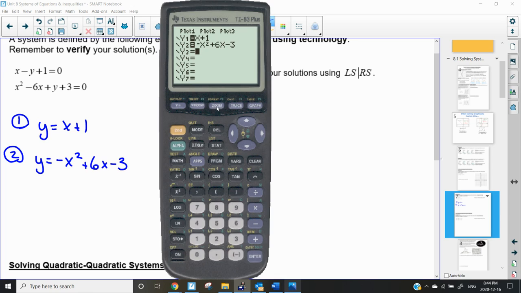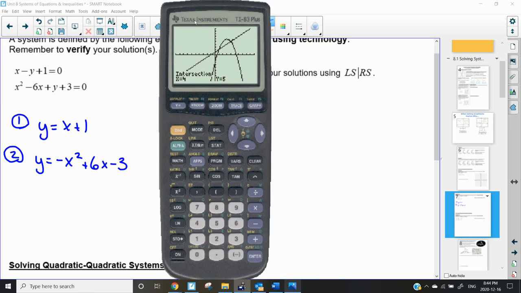Now if you want to make sure that you've got your standard settings, you're going to choose zoom 6. That gives you your nice 10 by 10 grid. And then we graph our parabola and our linear function. Now you'll see here we have two intersection points. So we're going to go second calc 5, enter, enter, enter. That'll give us our first intersection point at (1, 2), and then second calc intersect. We'll have to arrow to make sure we're closer to that second intersection point. Enter, enter, enter. And we have our solution of (4, 5).